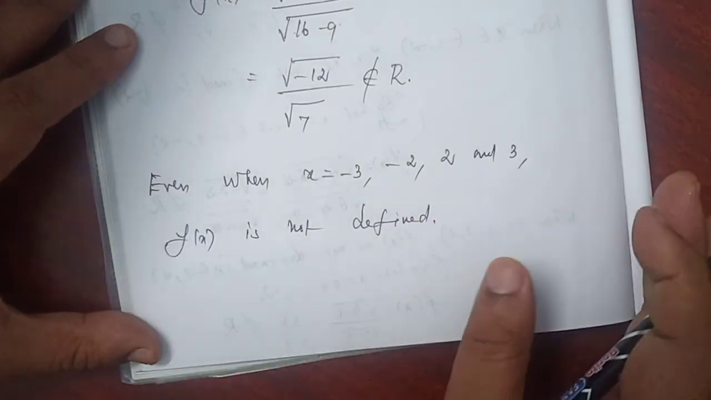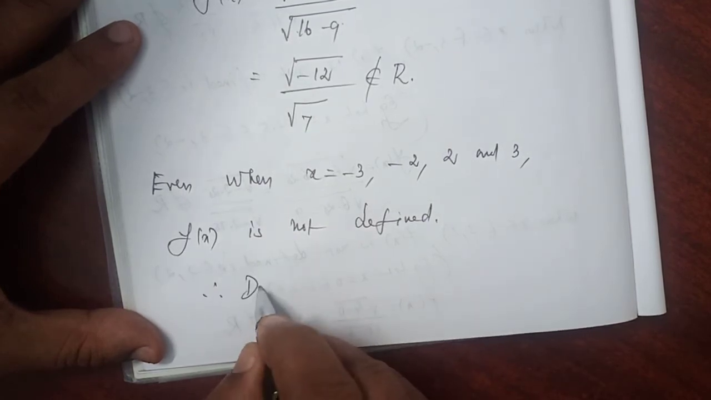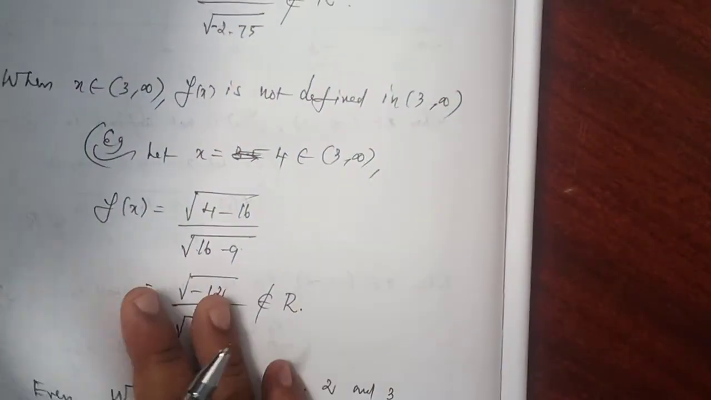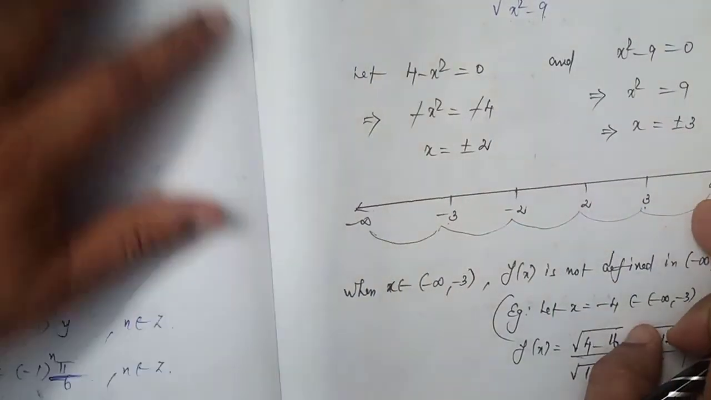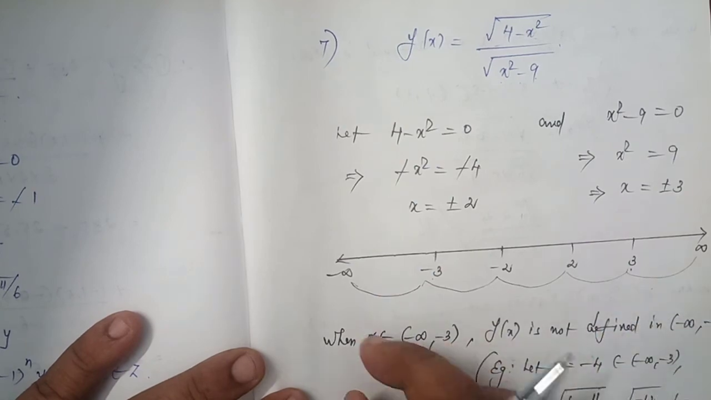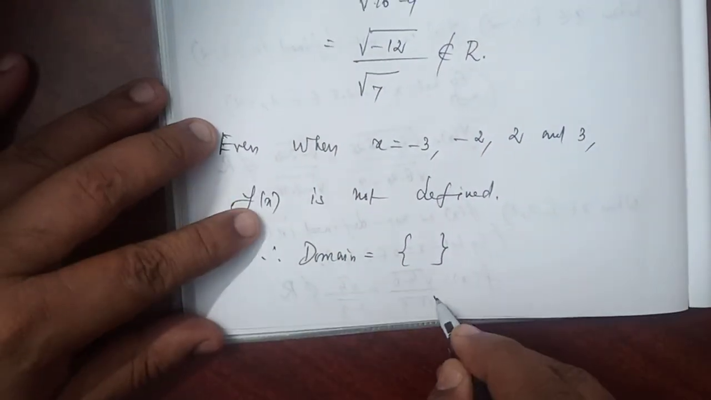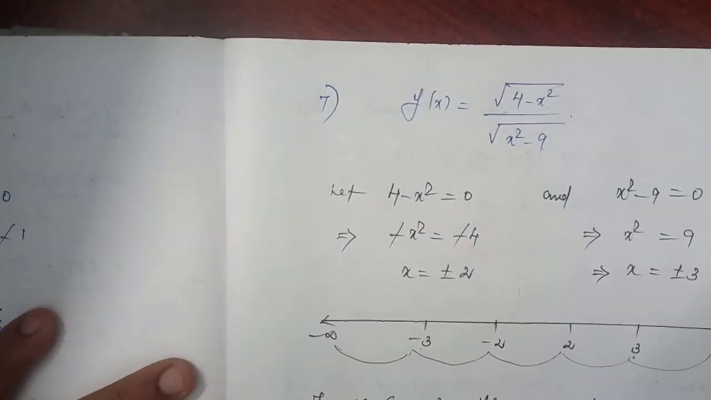See, in no such case is f of x defined. Therefore, we can write the domain as an empty set. No value of x from minus infinity to plus infinity is defined for the given function. Therefore, we can say that the domain of the given function is an empty set. So, problem number 7 is completed. I will be teaching problem number 8 in the next video. Thank you, children.